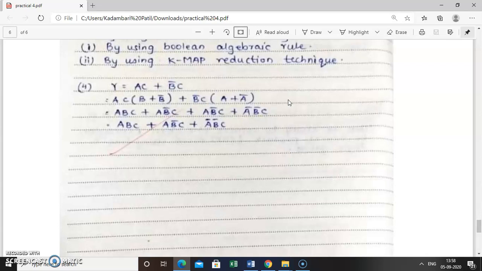A plus A equals A. Now you will get ABC plus AB bar C plus A bar B bar C. So this is the final output of the SOP. So this is the SOP equation.